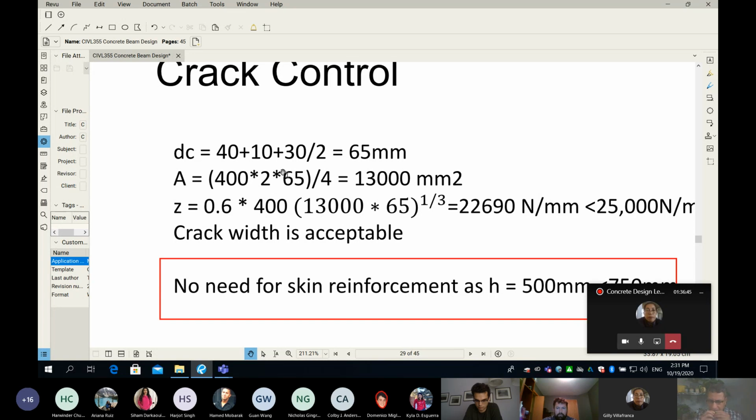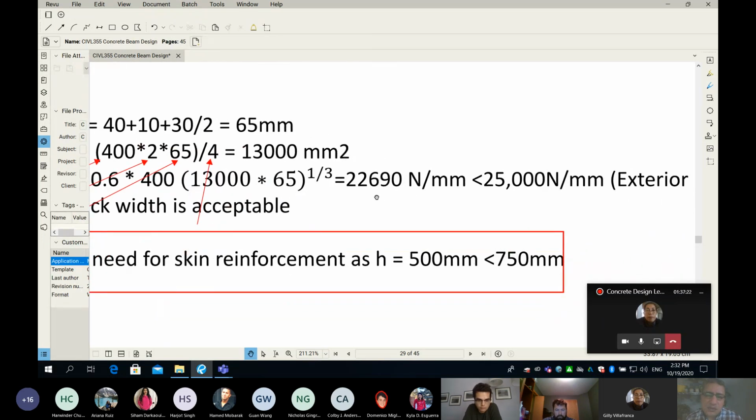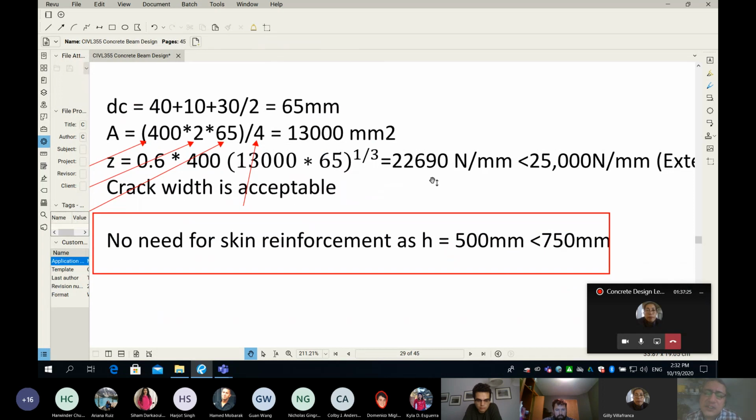So I have one layer of rebar, you get 65, and then the good news is for A, which is the area around flexure bars per bar. You can see here, that's the width of your beam. And this is your d_c, which is the same as DC. And then you mirror, so you multiply by 2. And then don't forget, we divide by the number of bars, which is 4. Very simple. What I got for the crack control factor is 22,690.